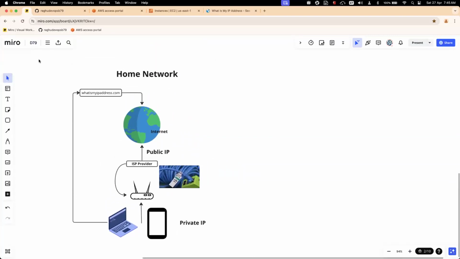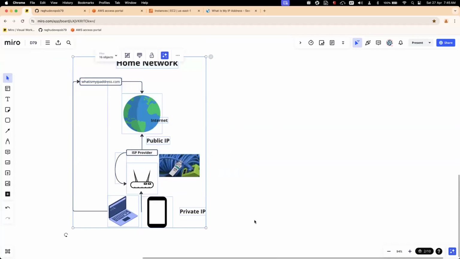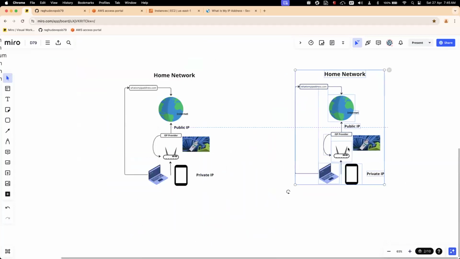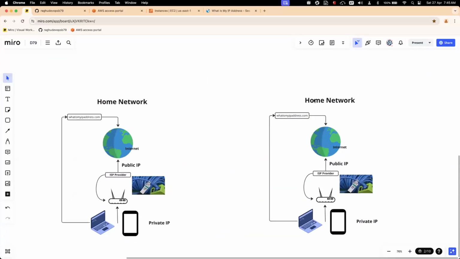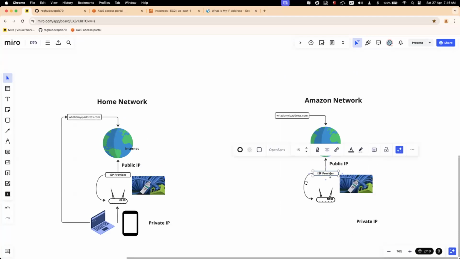Let's compare with the Amazon network. Now what is Amazon actually doing? Same thing, no difference. So here this is the Amazon network. Now in the Amazon network, you will not have laptops, mobiles and all. Okay, so the ISP provider. Now who is the ISP provider? This side, AWS itself is an ISP provider.